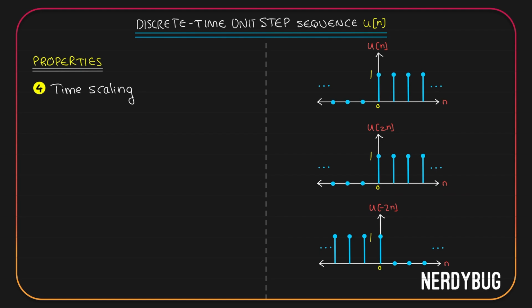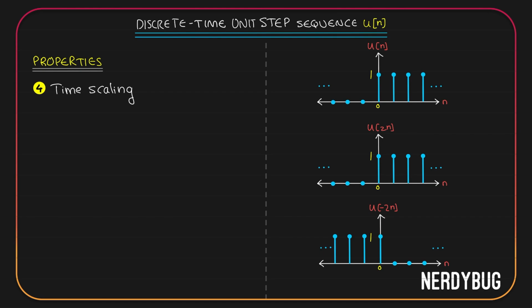So, in continuous time unit step function, we saw if you take u of at, it doesn't really change anything. If a is greater than 0, you still get u of n. But if a is less than 0, you get u of minus n, that is a left sided signal. The same thing happens here also.